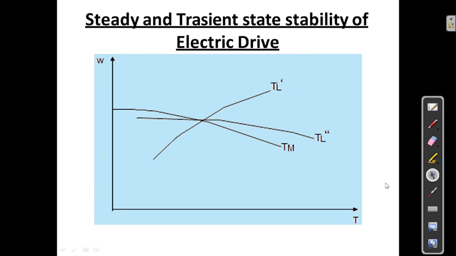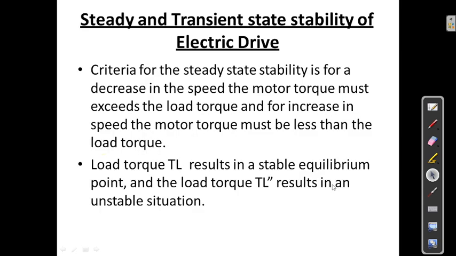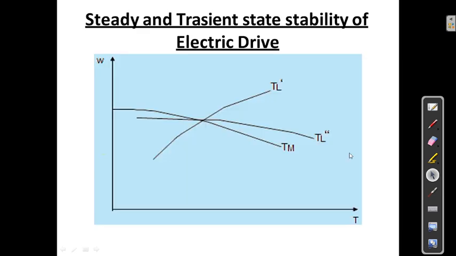What we are saying here is that for steady state stability, if it decreases, the motor torque is high. Here the motor torque exceeds the load torque, so steady state stability is decreased. If the motor torque is low, the motor torque must be lesser than the load torque, so the steady state stability will increase. The load should be high for the steady state stability to increase.